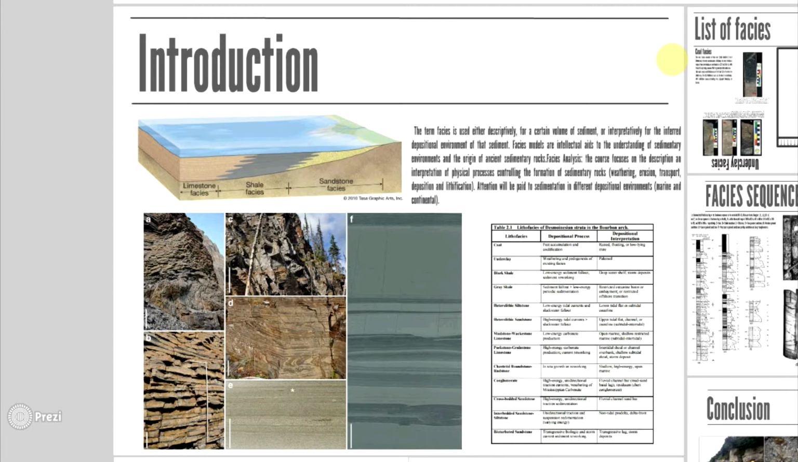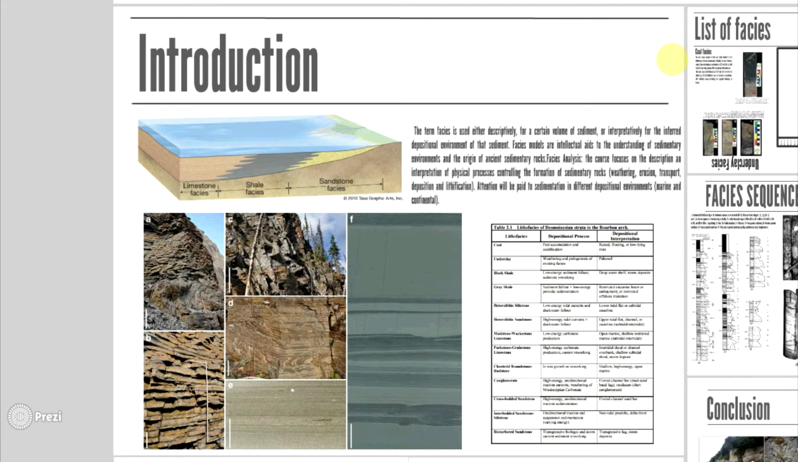The term facies is used either descriptively for a certain volume of sediment or interpretively for the immediate depositional environment of the sediment. Facies models are intellectual aids to the understanding of sedimentary environments and origin of ancient sedimentary rocks.